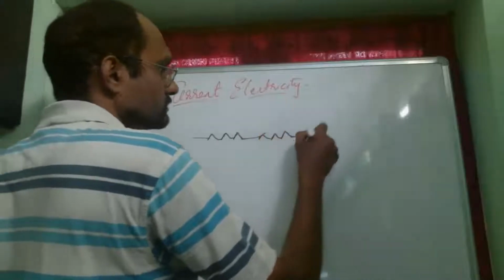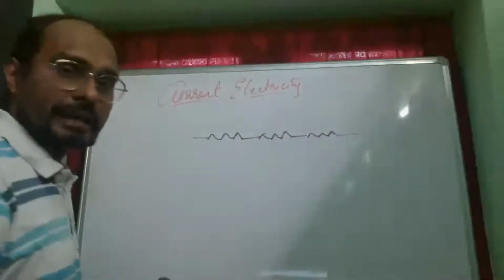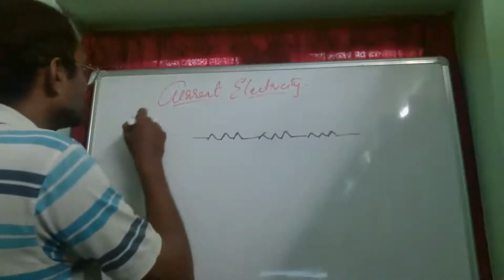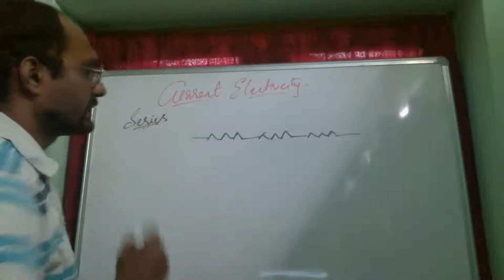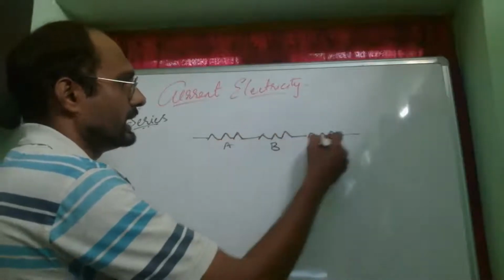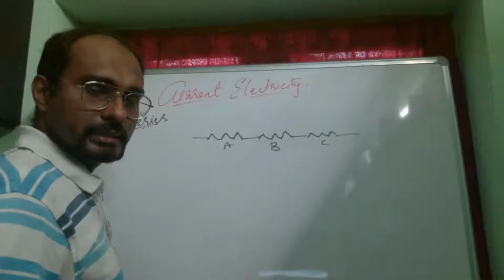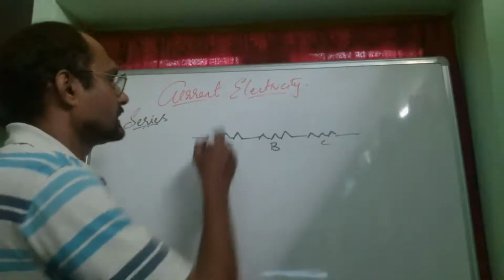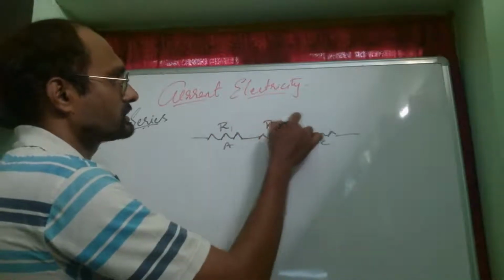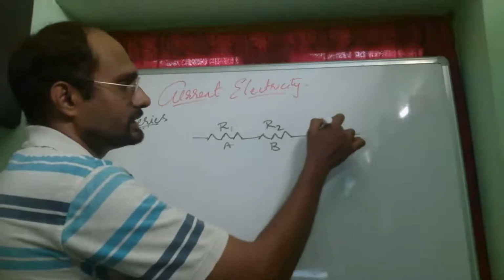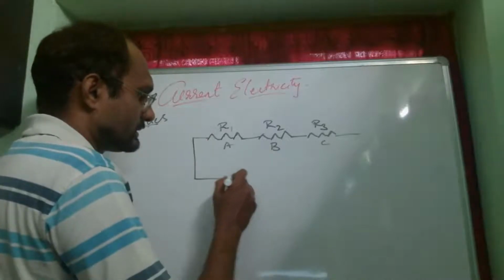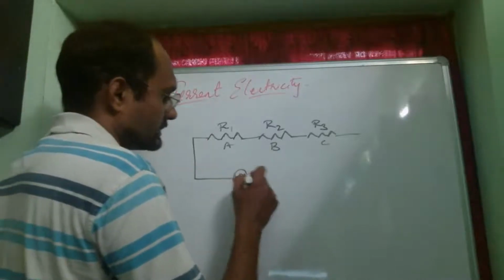Now see, if I have to connect resistors like this, this kind of end-to-end connection of resistors is called series combination. Let us assume there are three resistors A, B, and C, connected in series. Let us assume the resistance offered by A is R1, by B is R2, and by C is R3. Now, this is connected to a battery through an ammeter and a key.